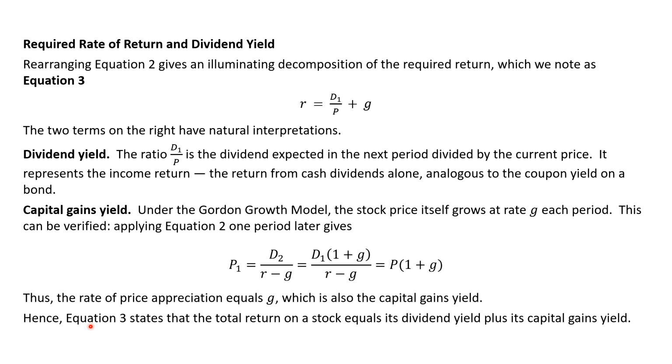Hence, equation 3 states the total return on a stock equals its dividend yield plus its capital gains. That's this equation here.